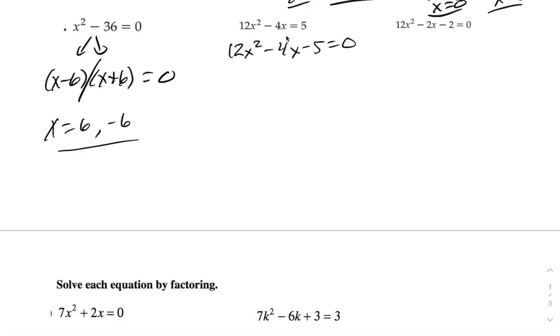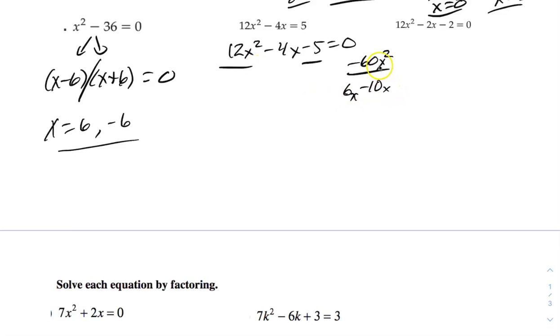So you get that. And now I can factor back. Now this factor is more fancier than the last one. So I'll multiply these together and get -60x squared. I need two things to multiply to get -60 and add to get -4. Is that 6 and 10? So 6 and -10 probably works.